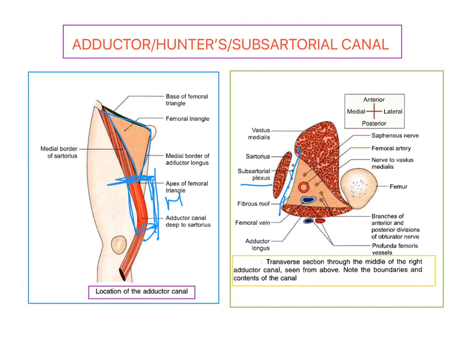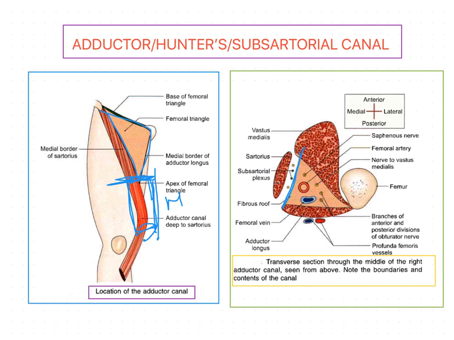You can find the subsartorial plexus. Yes, the subsartorial plexus of nerves lies on the fibrous roof. So I have told that this forms the fibrous roof. Over this fibrous roof, you can find the subsartorial plexus under the sartorius muscle. That means the subsartorial plexus is present between the fibrous roof and the sartorius muscle.